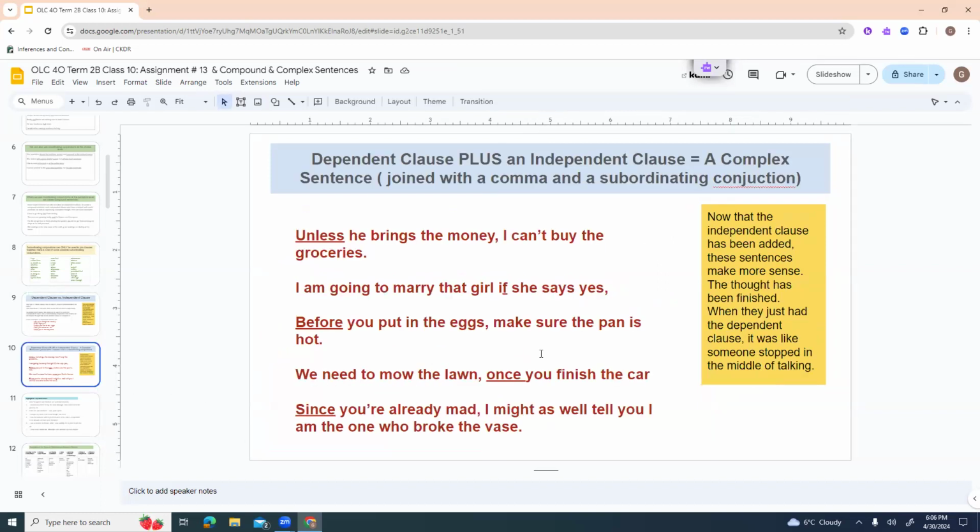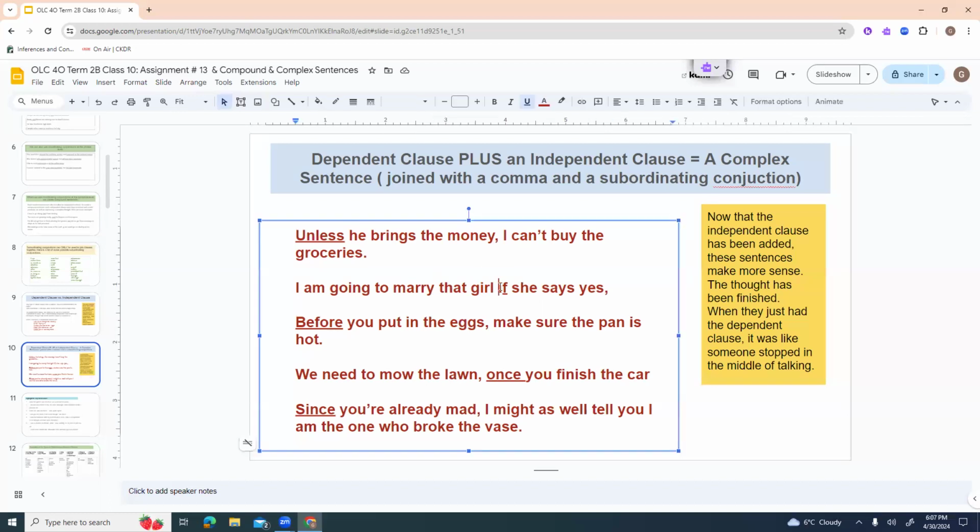So when you are adding an independent clause to this, you can put it after the subordinating clause, or you can put it in front. It doesn't really matter. So here I've added some independent clauses to the dependent clause. Unless he brings the money, I can't buy the groceries. I am going to marry that girl if she says yes. Sometimes they call it a subordinating clause, which kind of makes sense because you have a subordinating conjunction there. Whichever one works for you. I find that word kind of hard to say and remember.